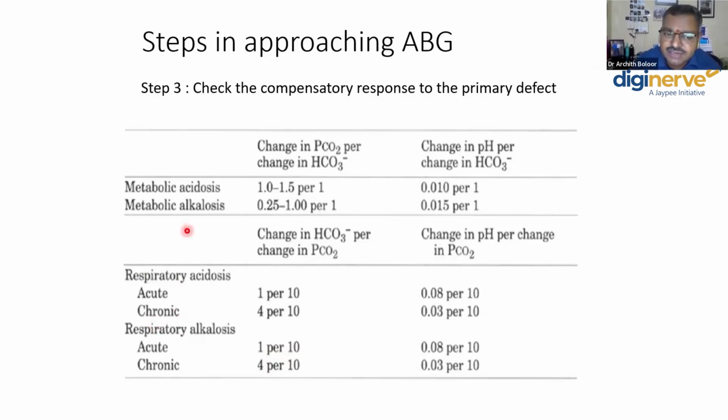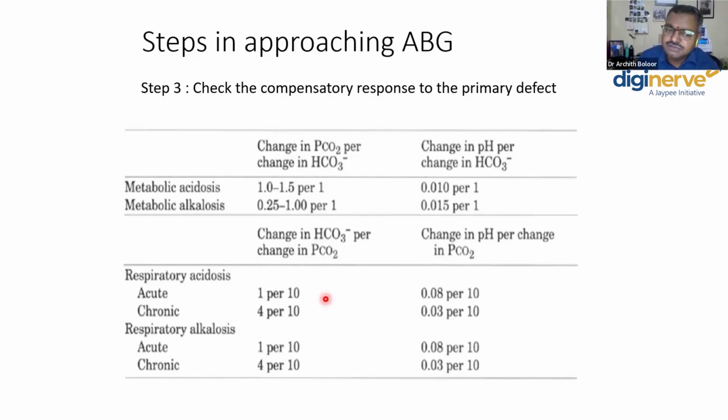So here is the history that will tell you. For respiratory disorders, whether acute or chronic, it's only the history that is going to help you. You cannot identify that based on the ABG alone. So history is very important in such cases. It is important for metabolic disorders also.